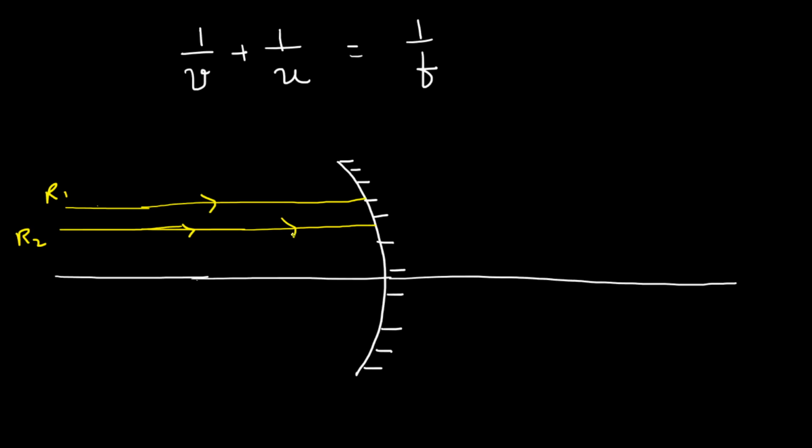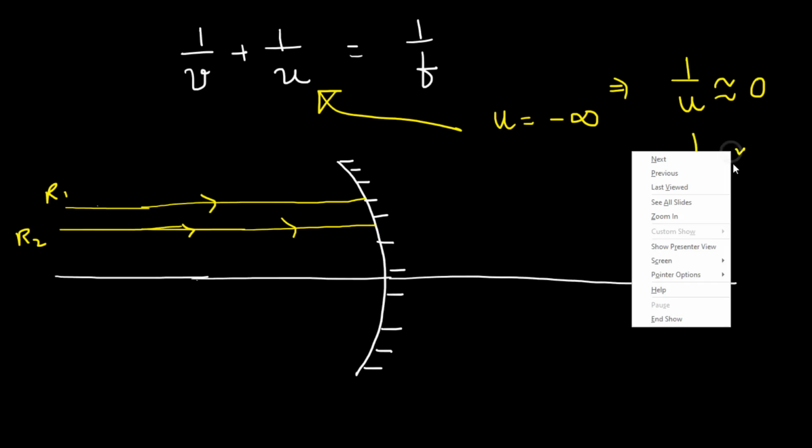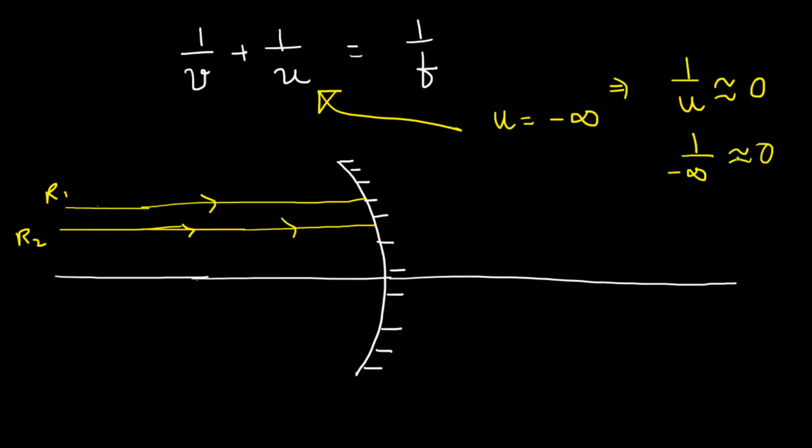So here's a ray that's coming from infinity. What we can say is u is minus infinity, because that's the sign convention. Now this means that 1 by u is nearly 0, because 1 over minus infinity is nearly 0. Now what this means is that 1 by v is equal to 1 by f. Now what this means is that v is equal to f.